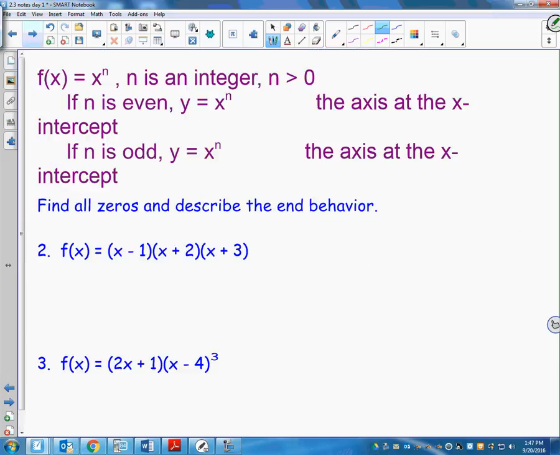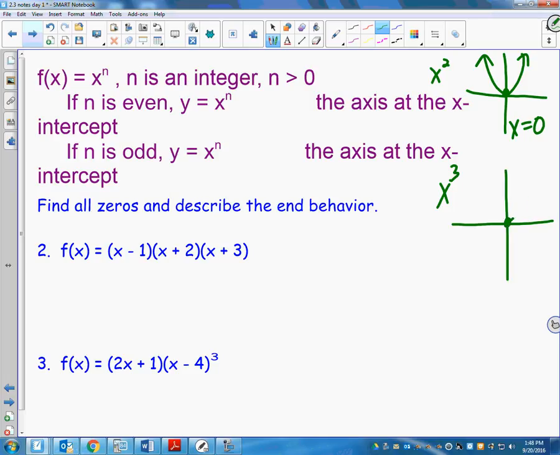Alright, so I don't know if this is something you talked about in Algebra 2, maybe it's something that you noticed. But when you have a zero, what happens at the x-axis depends on the exponent that is on that zero. So think about x squared, that would be an even function. When you graph x squared, the zero is at 0, right? When you graph x cubed, it also has a 0 at 0. What would you say is the difference between the 0 at 0 on x squared and the 0 at 0 on x cubed?